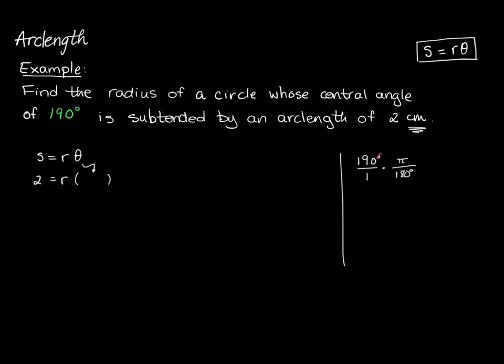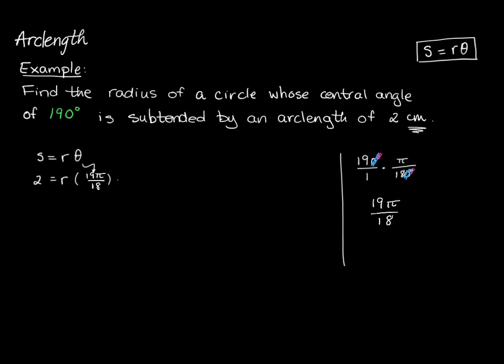So I'll cancel my degree symbols. And this time I have a common factor of 10, so I can cancel these zeros. 19 and 18 don't otherwise have any common factors, so I have an angle size in radians of 19 pi over 18. That's not a very nice angle, but that's what it is, and that's actually more common than not, so that's what our problem's going to look like.